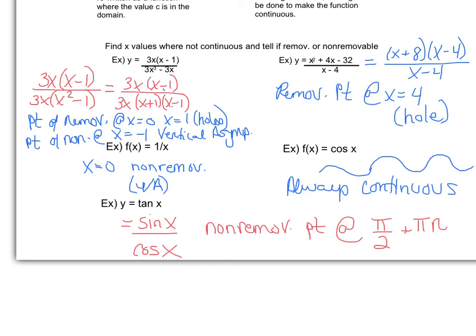That's it for points of discontinuity. Like I said, this should be a review for you. Hopefully this looks familiar, something you've seen before. Big thing to remember is if you can remove the point that's causing the denominator to be 0, it is removable and a hole. If you cannot, it's non-removable and a vertical asymptote.